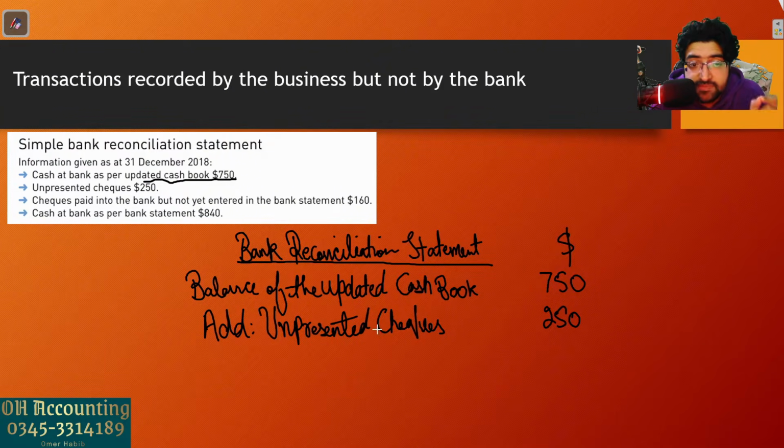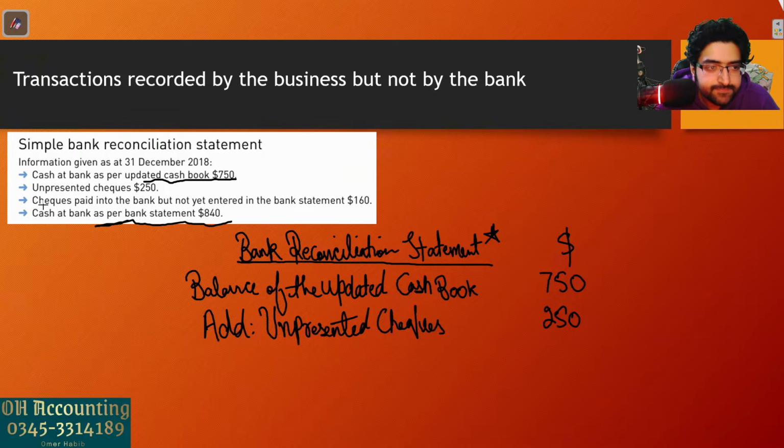I've told you what unpresented checks are. Unpresented checks are those checks that we have given to people, but they did not go to the bank to collect the money yet. So to come to the similar balance as per bank statement, we have to add these amounts back in our rough work or in the bank reconciliation statement just to justify the balance. So if the bank has not deducted this amount yet, we are also adding this money back to the cash book balance in a way, okay, to come to a similar figure or the same figure.